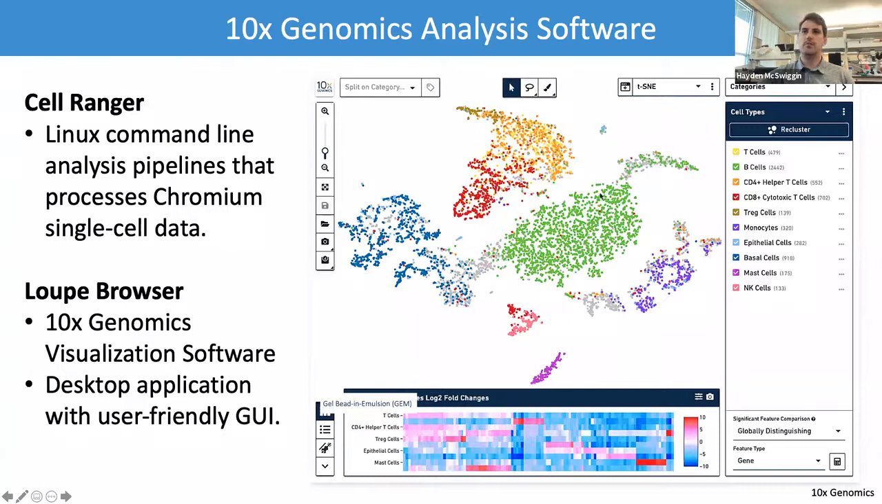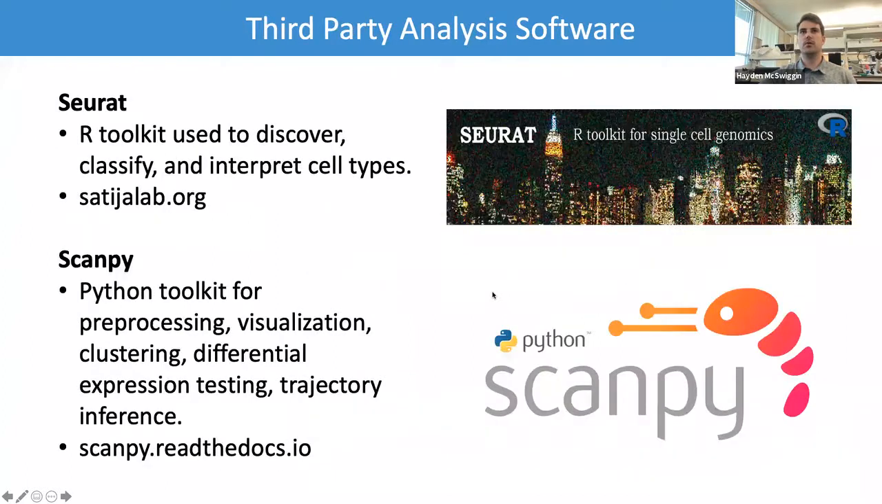So this will allow somebody with no command line experience to analyze the RNA-seq data, look at the genes in their data set and which cells your genes are more expressed in. And you can also annotate these clusters based on those genes into specific cell types. So this is a great tool, but to get a further in-depth analysis, they have to go into some third-party software.